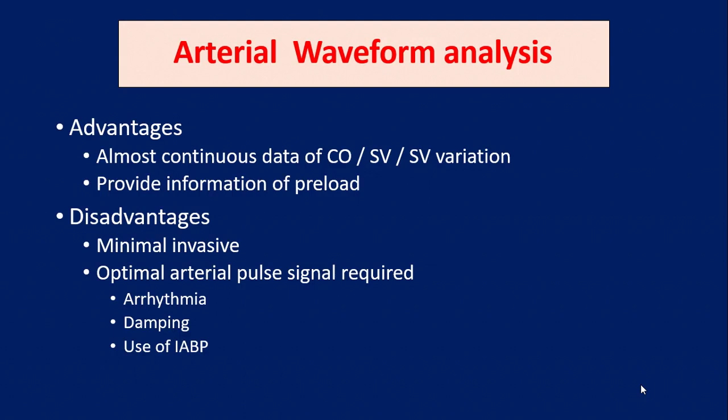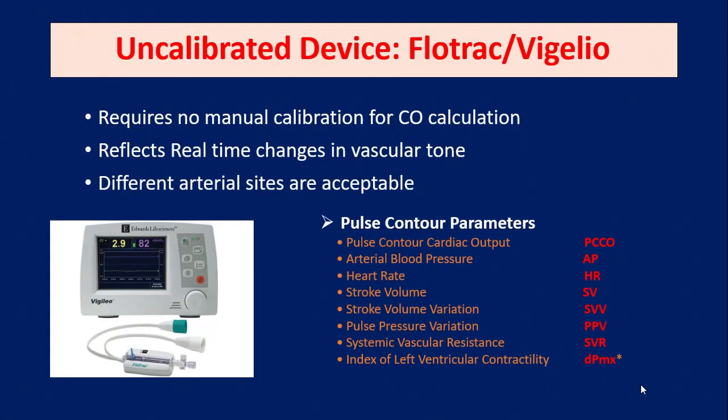Optimal arterial pulse signals are there, but if there is an arrhythmia, damping, or you are using an IABP, and of course if you are using ECMO, again the readings may go haywire. Anything which is changing the vascular tone will also affect it. Uncalibrated devices are FloTrac or Vigileo.